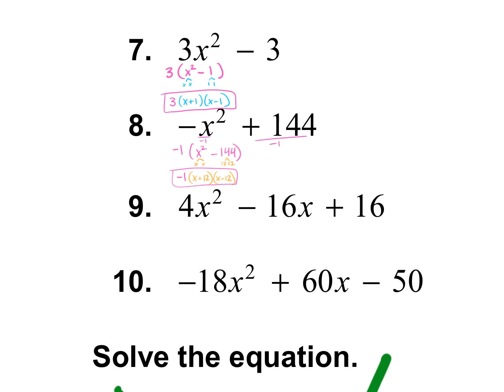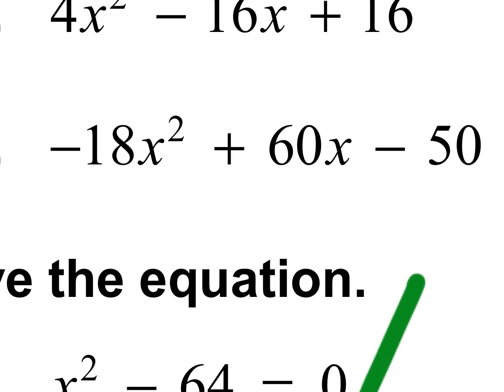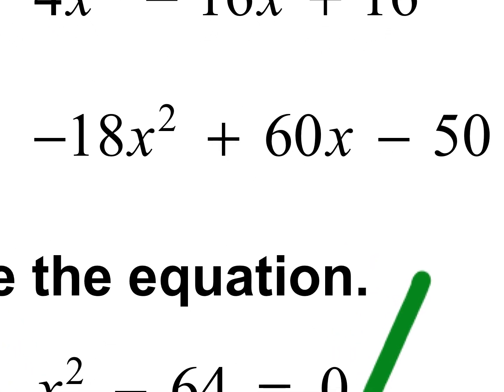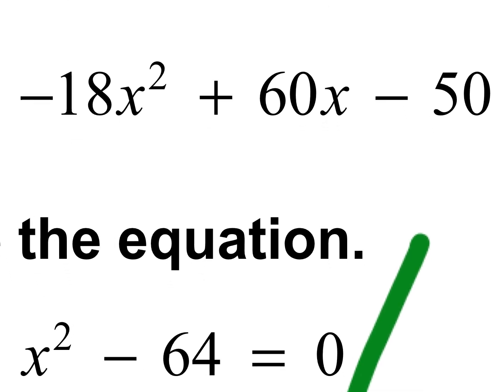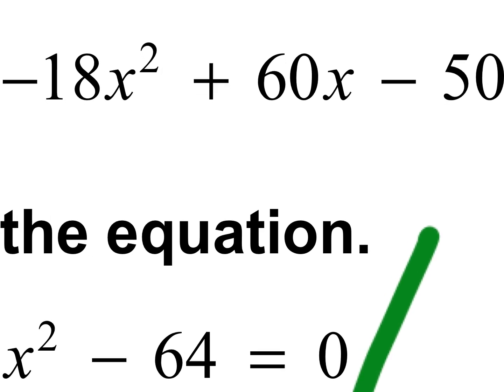All right, 9 is perfect squares. Let's look at 10. Is 18 a perfect square? No. And is 50 a perfect square? No. So what do you think we need to do first here? Do we have a GCF? Always ask yourself, is there a GCF? What number divides into both 18, 60, and 50? Are they all even numbers? Yeah, so what divides into all three of them?